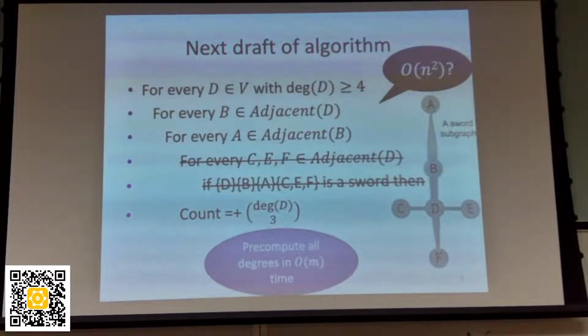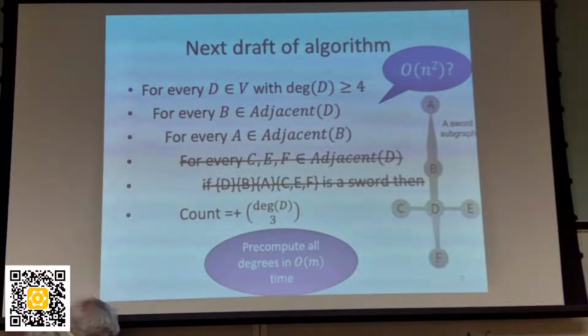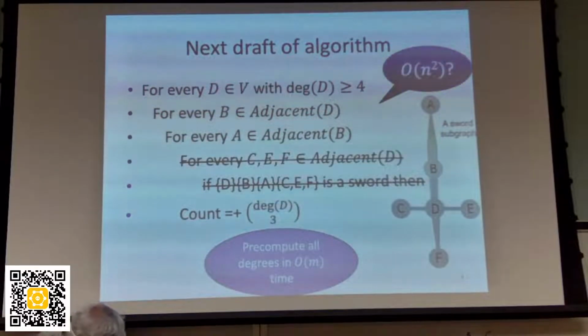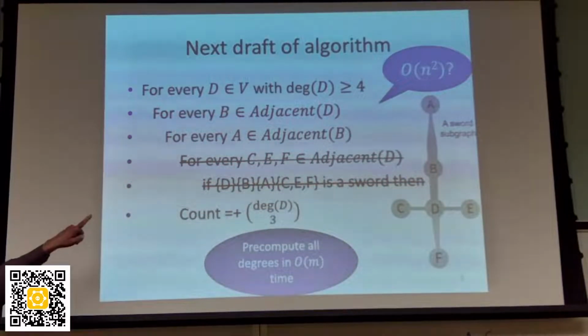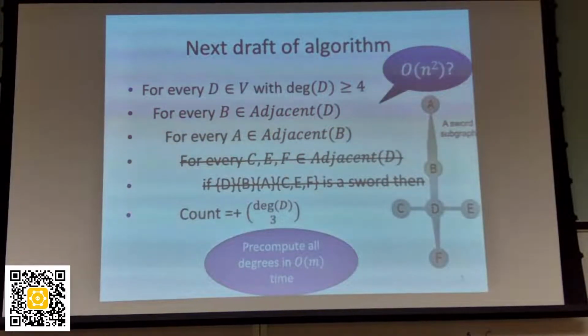Of course, there are many choices, but I picked B. Then I said, let me pick one of its neighbors as A. Of course, it has many neighbors. Yeah, that's my next for loop. And then I have to pick 3 that are neighbors of D.